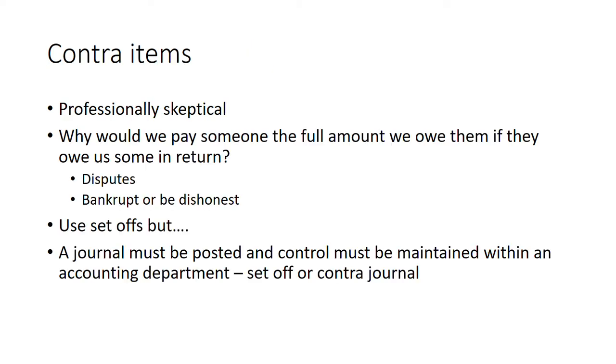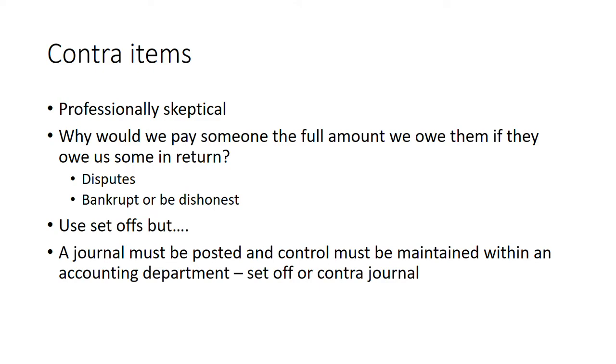Now, on page 60 then, we have this idea of set-off and contra items. So why is it that we have this sort of thing where we've got two amounts owed in here, A. Smith in the sales ledger. So A. Smith owes us £200, but we owe A. Smith in the purchase ledger £300. Why don't we just pay A. Smith £300 and then wait for A. Smith to pay us £200? Well, we're going to be professionally skeptical here, and we're going to say, why on earth would we pay A. Smith £300 when we know that they owe us £200?